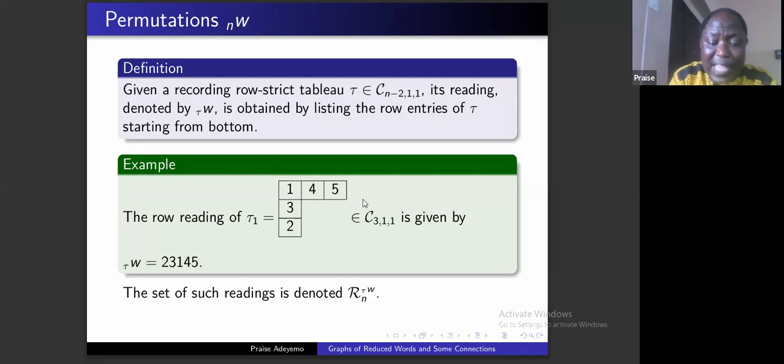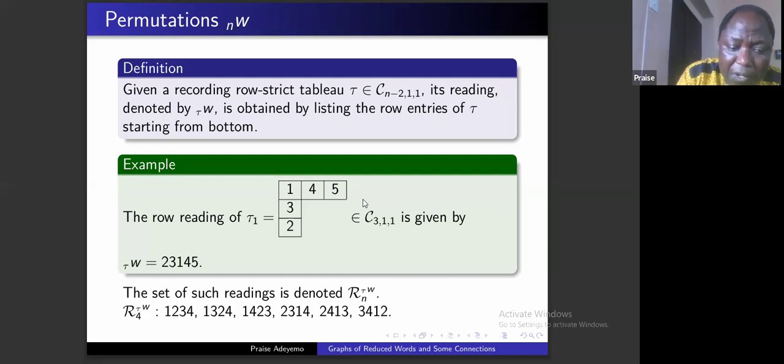Now, it is interesting to say that I can talk about the set of readings. When n equals 4, there are 6 readings: 1, 2, 3, 4; 1, 3, 2, 4; 1, 4, 2, 3; 2, 3, 1, 4; 2, 4, 1, 3; 3, 4, 1, 2. Now, if you pay close attention to this reading, we discover that it has only one descent, and that descent is at position 2.